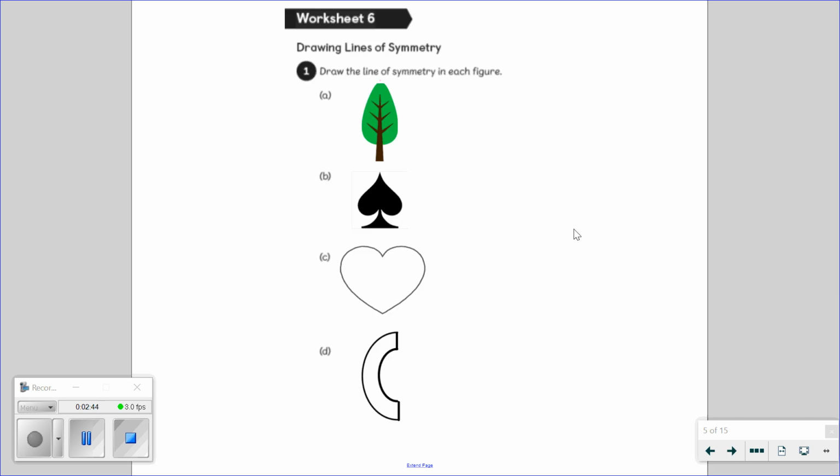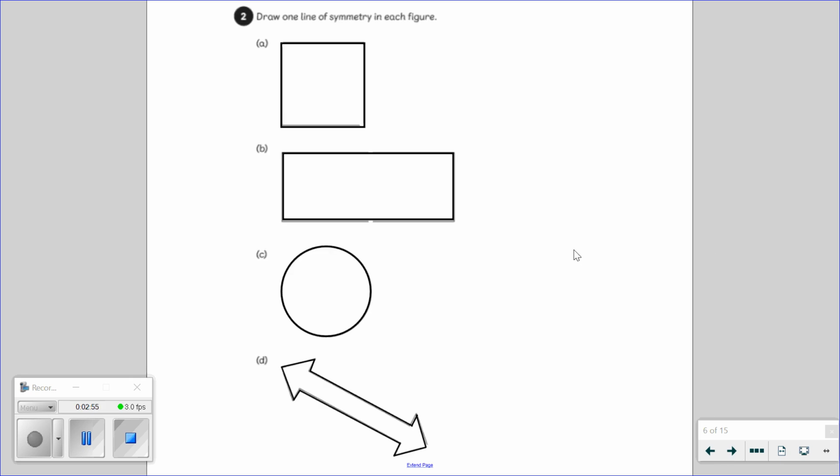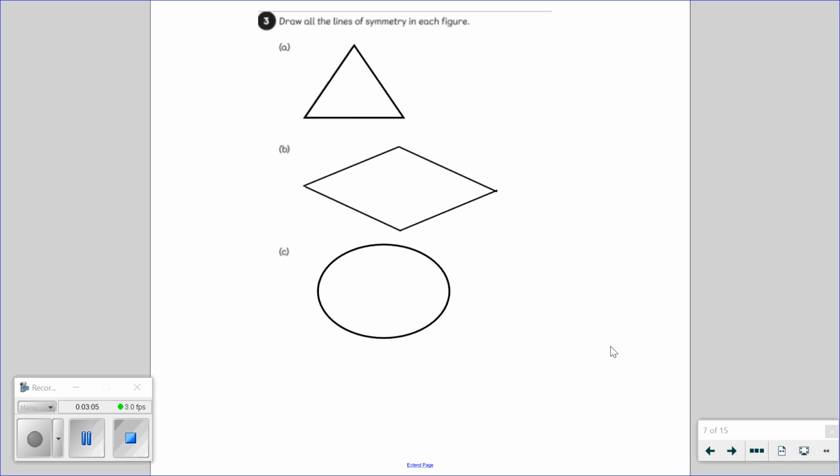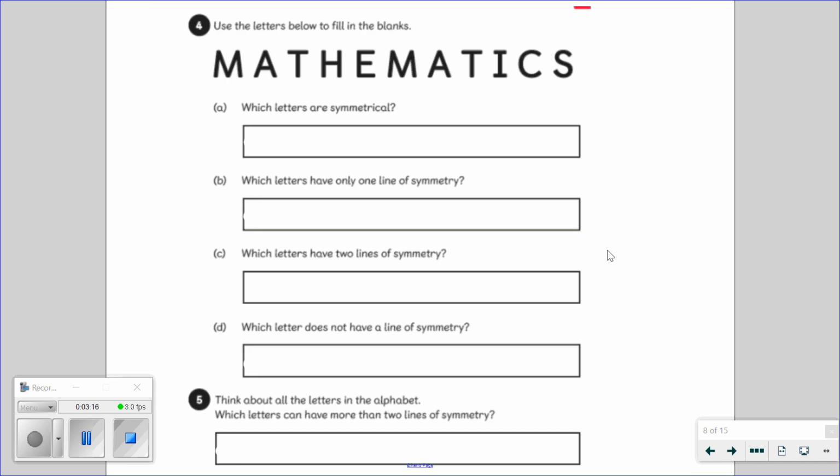So here's the first part of today's worksheet. And in question 1, you need to draw the line of symmetry for each of these shapes. In question 2, you draw one line of symmetry in each figure. So the answers for these could be different. In question 3, you need to draw all the lines of symmetry for these shapes. How many can you find? And lastly, like in the guided practice, you need to look at the letters in the word mathematics and then answer these questions.